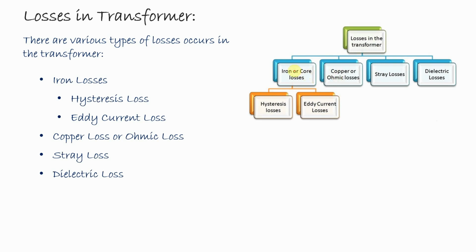The main losses are the iron loss and the copper loss. The stray loss and the dielectric loss are very small, so for small rated transformers, these losses can be ignored. The iron loss is also of two types: one is called the hysteresis loss, another is the eddy current loss. So now we will discuss one by one.